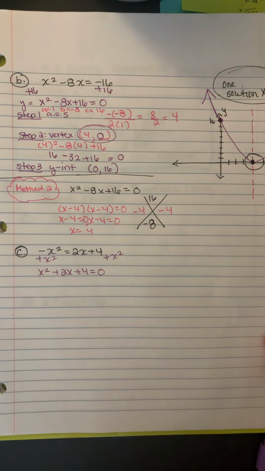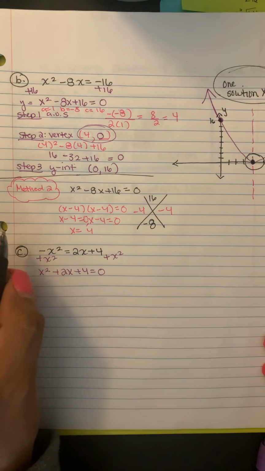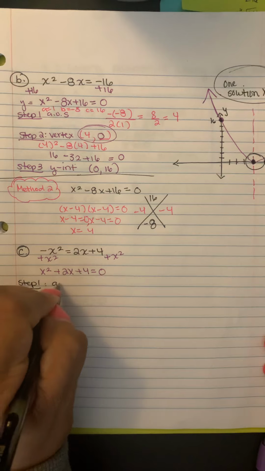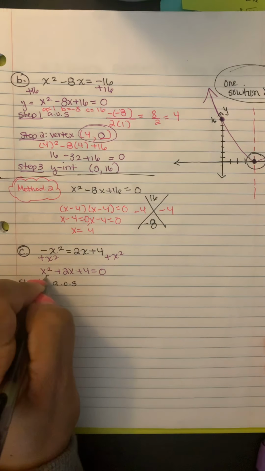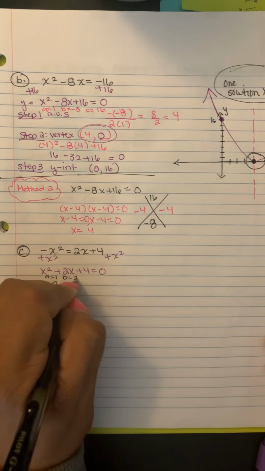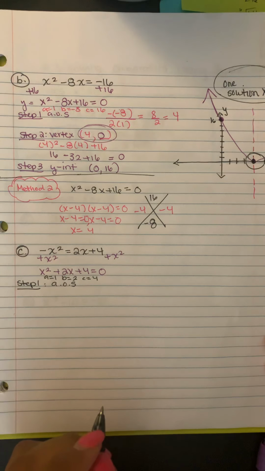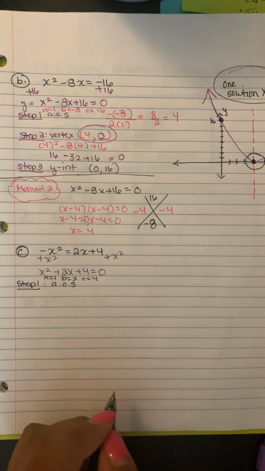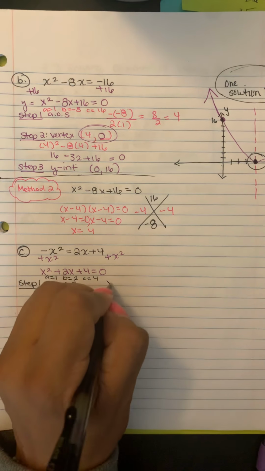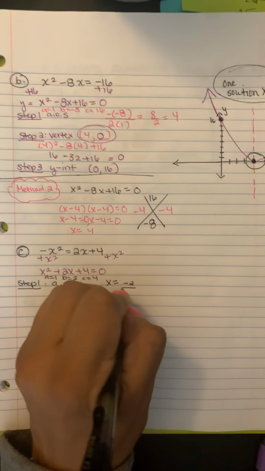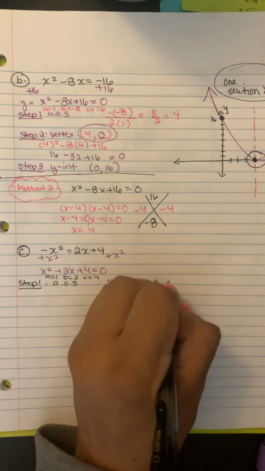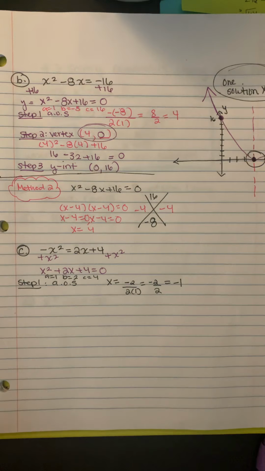You can rewrite it so that when we're graphing it, step 1, we're looking for the AOS. A is 1, B is 2, C is 4. Remember, the AOS is x equals negative b over 2a. So I'm substituting x equals negative 2 over 2 times 1. That gives you negative 1.